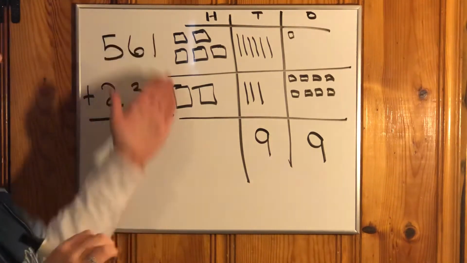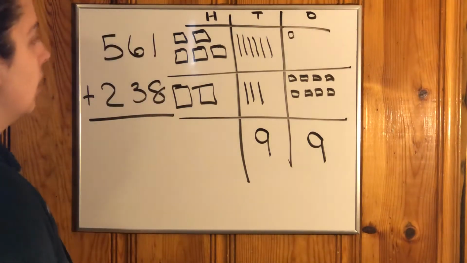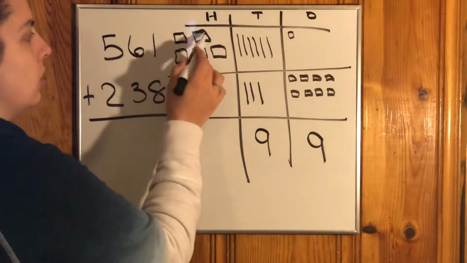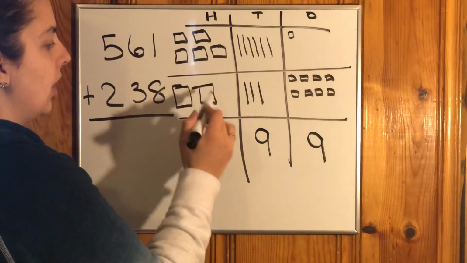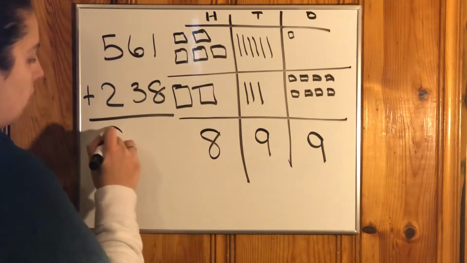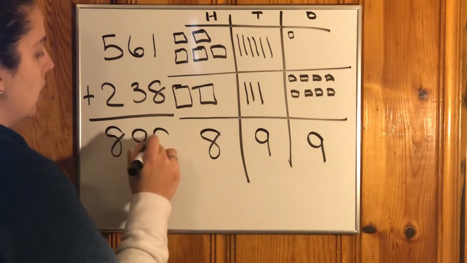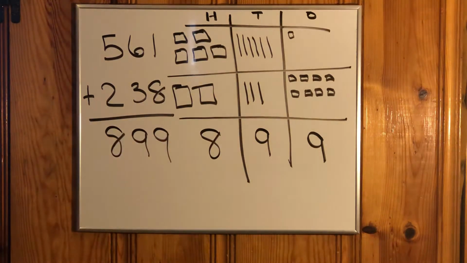Okay. Moving on to the hundreds. Let's count them up. 1, 2, 3, 4, 5, 6, 7, 8. No regrouping in this problem. Our answer is 899. Take a minute to check that out.